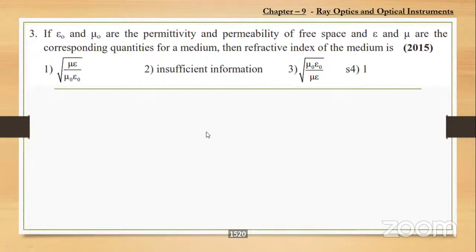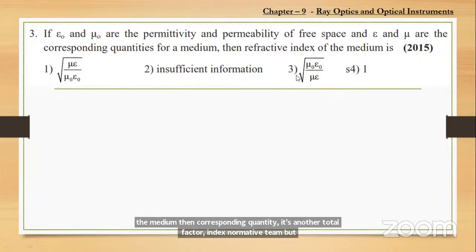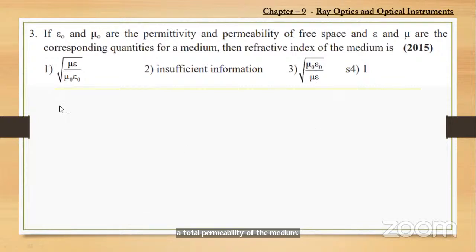If epsilon naught and mu naught are the permittivity and permeability of free space, and epsilon and mu are the corresponding quantities of the medium, then the corresponding quantities, that is, the permittivity and permeability of the medium. They are asking what the refractive index of the medium will be.